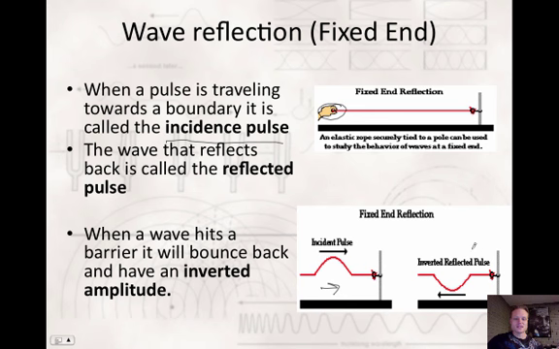What you need to know is that when a wave hits this barrier, the reflected pulse will have an inverted amplitude, meaning it flips. So on this side it's up, and on this side it's down. That's inverted amplitude. And this happens anytime a rope is attached to something that's fixed, that's not able to move. What happens if this is able to move? What if this rope is able to go up and down? Well, that's what the next slide's about.